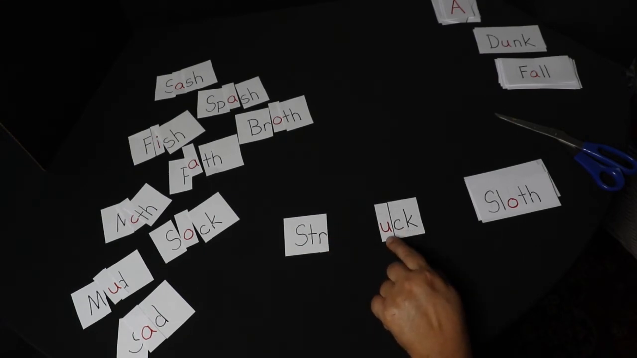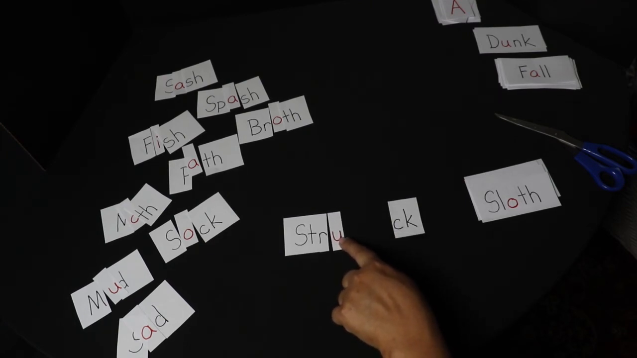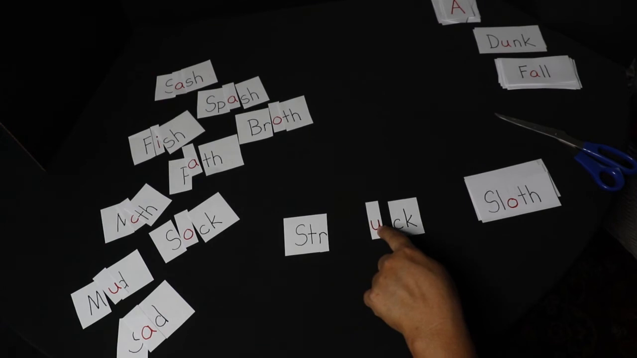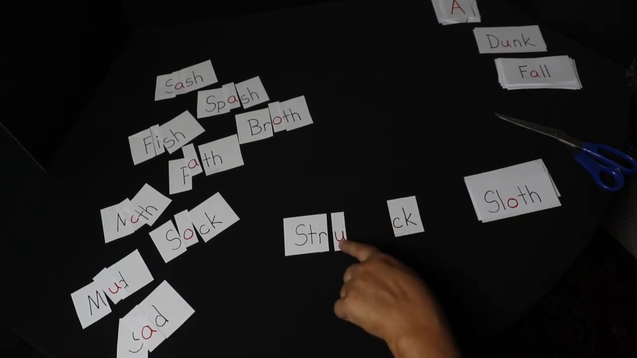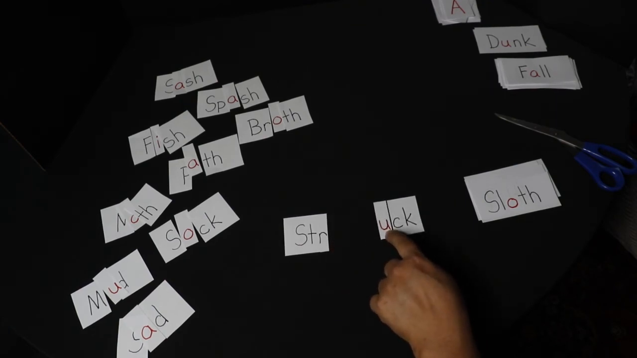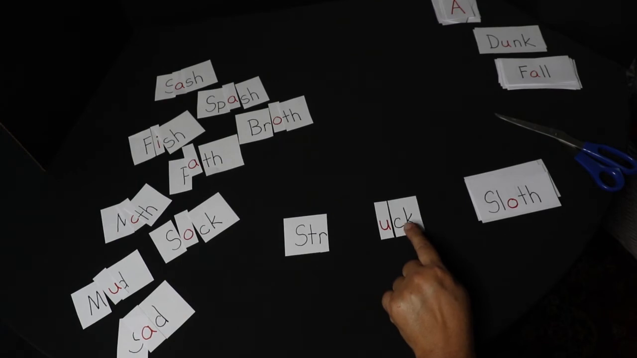Now because we've closed in the U with a consonant, it makes its short sound. Over here it would make an oo sound, but it's not over here, it's over here. Closed in, it makes the uh sound. This is a digraph. CK makes the sound k. Two letters that make the same sound as a digraph.